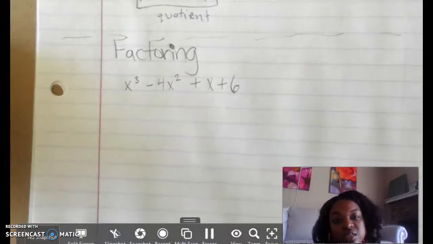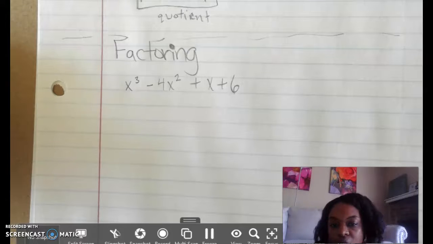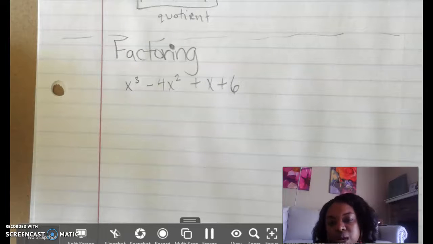x cubed minus 4x squared plus x plus 6, and you want to factor this. Well, you've gone through all the methods that we've gone over. You've tried factoring by grouping, that didn't work. You see that you can't use a special property because there's 4 terms. And what else? I think those are the only 2 we talked about. And you can't use, of course, any of the quadratic ways of factoring because this is not a quadratic.